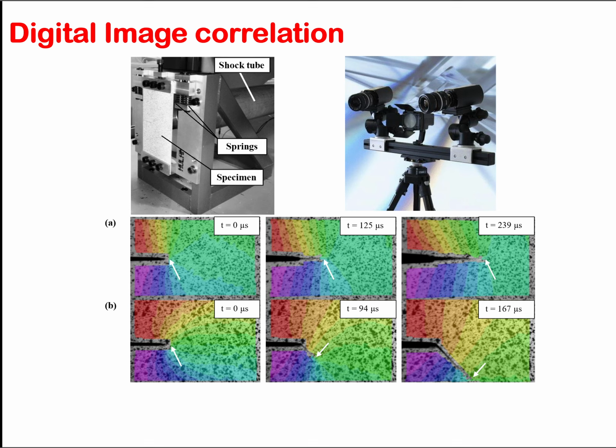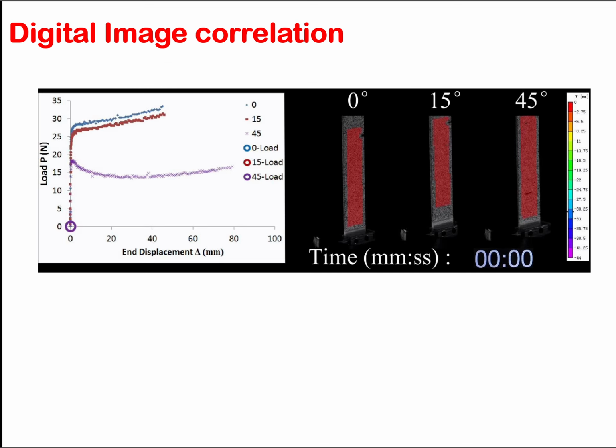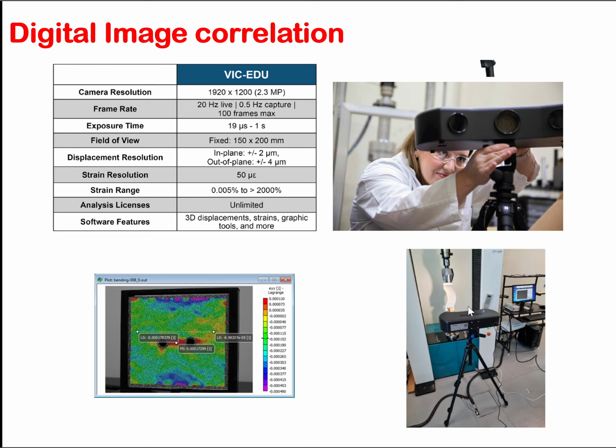The device looks like this. You have a sample and you have two cameras pointing at it. You create pictures. As you can see, this is a crack propagating in our sample, and this gives us how much deformation you're going to see as this crack propagates. Another example of strain field measurements. As you can see, it gives us the information about all of the field, not just one part of it.